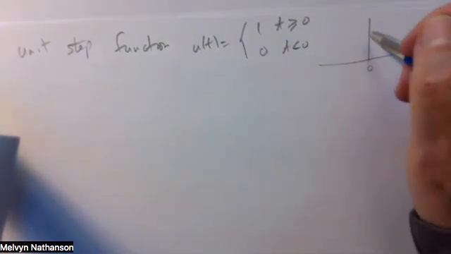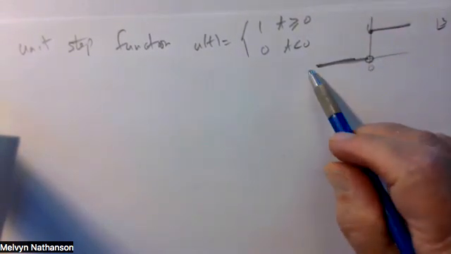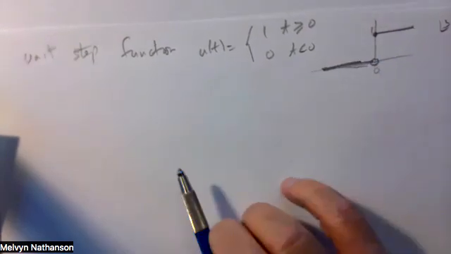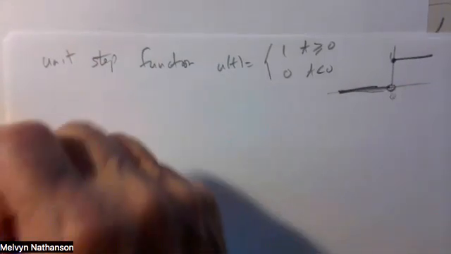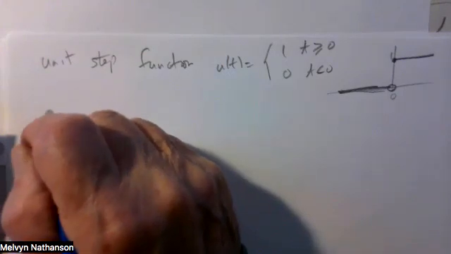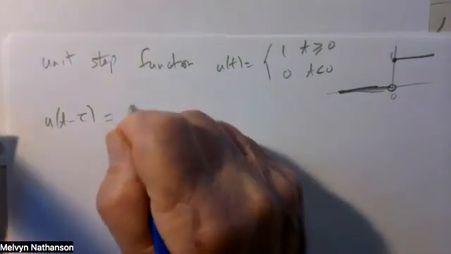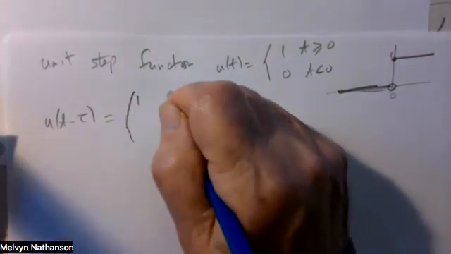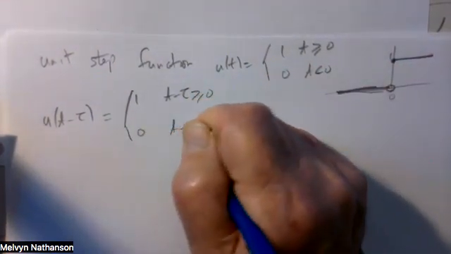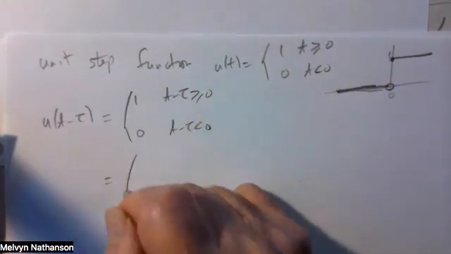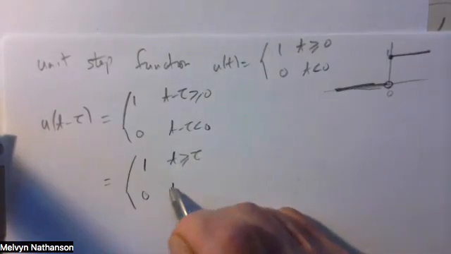So on the number line, the graph of the function looks like this. It's 0, and then just when it gets to 0, it jumps up 1 unit to 1. And more often, one has a shifted unit function, u of t minus tau. So this is equal to what? It's equal to 1 if t minus tau is greater than or equal to 0, and 0 if t minus tau is less than 0, which is the same as saying this is 1 if t is greater than or equal to tau, and 0 if t is less than tau.